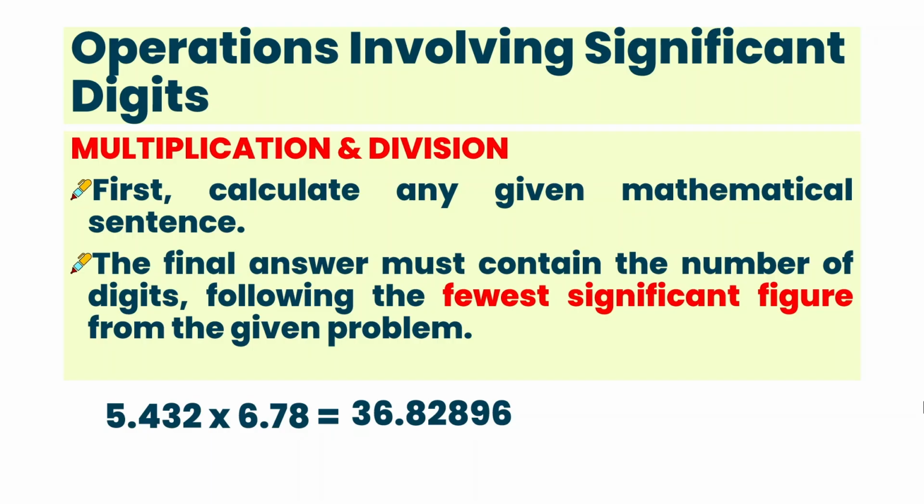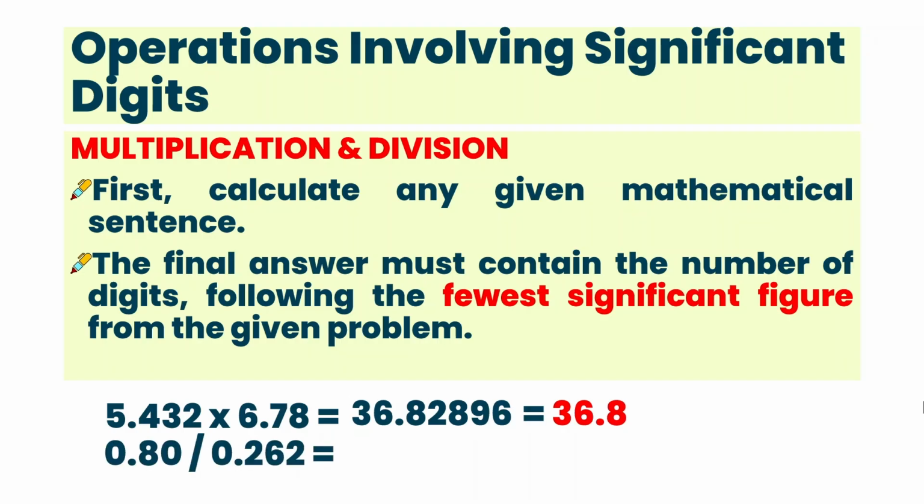So you have to count from the left. So 3, 6, and 8. So these are the three first significant figures in the answer. So you have to drop 2 for this to give 36.8. So 36.8 only has three significant figures following 6.78's significant figure.